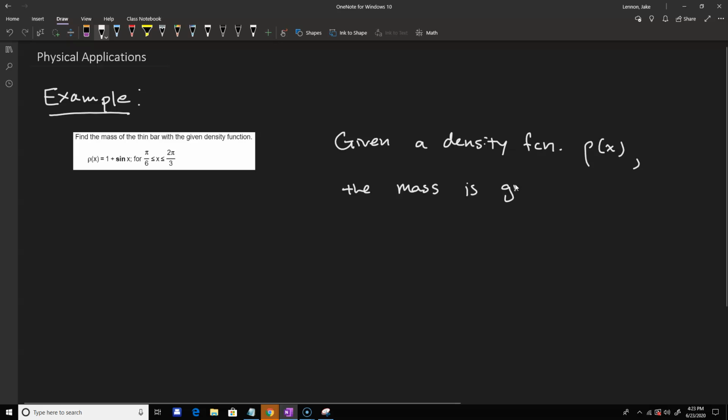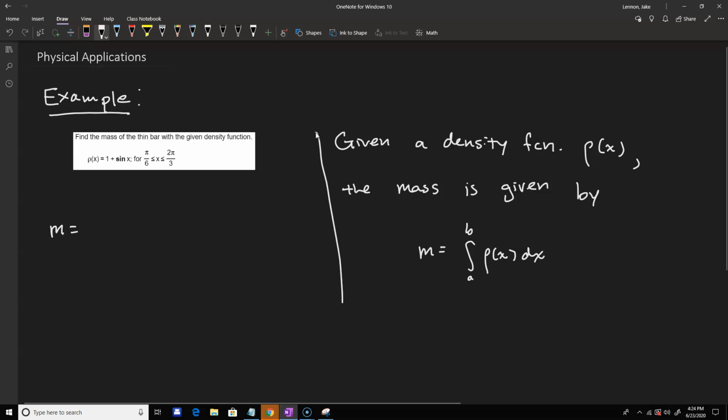is given by, and this is along some line on a closed interval, let's say a to b, m is equal to the integral from a to b of your density function rho of x dx. So that's exactly what we're doing here. So in this example, what we want to do is just integrate on the interval with the density function that's given. So we can go ahead and set that up right here.